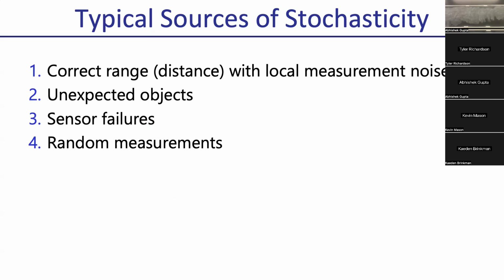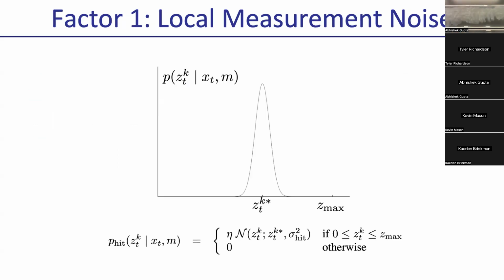The third thing we want to deal with is that sometimes sensors just fail, like with a transparent object, or things that reflect weirdly, or things that absorb light. You're going to have sensor failures, so you want to model some number of sensor failures and be robust against them. And lastly, it's good to have some random measurements. Sometimes your sensors malfunction and return crazy numbers. So we're going to have these four types of errors: local noise, unexpected objects, sensor failures, and random measurements. Okay, we're just going to go through them real quick.